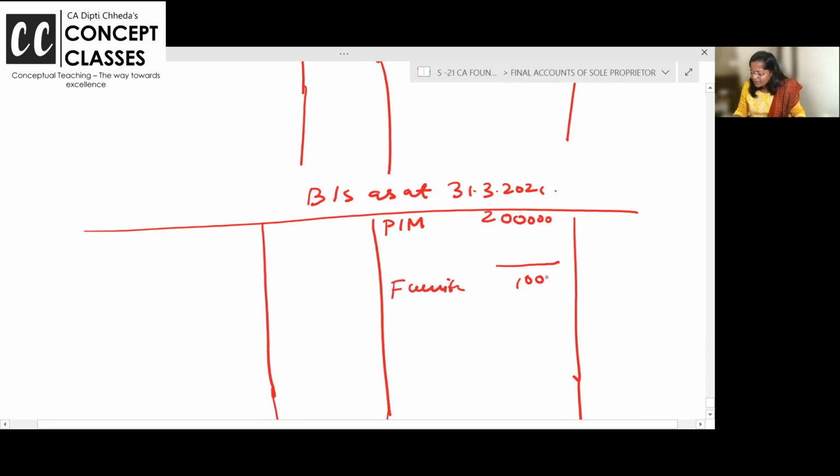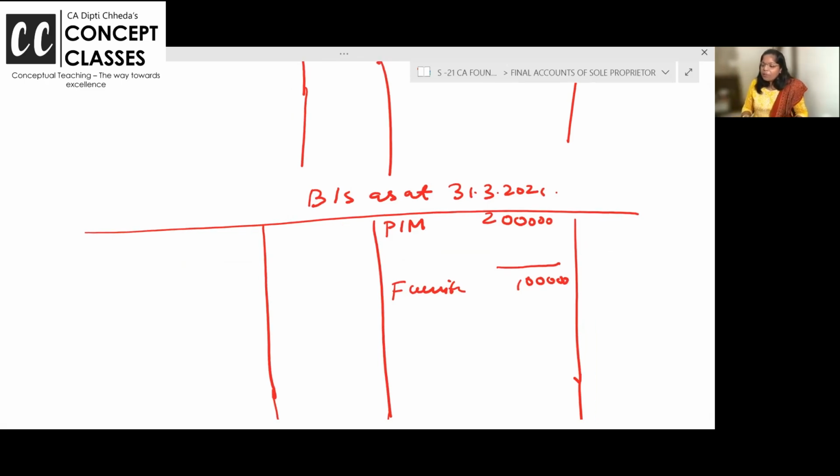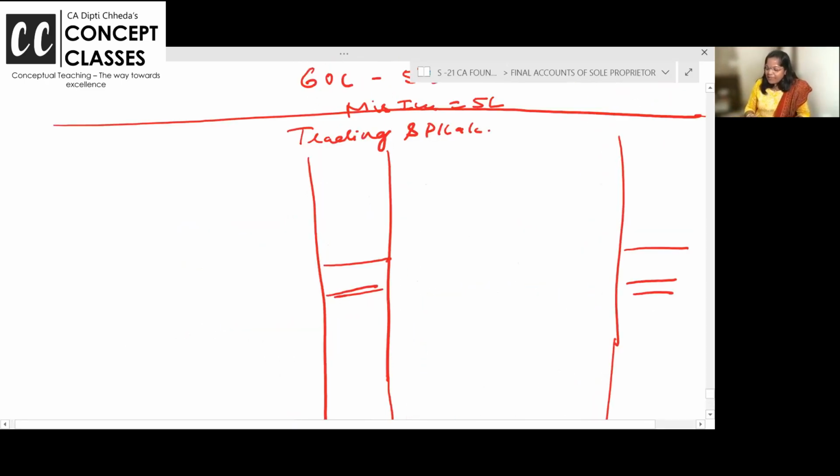Don't jump to totals and calculations. Read the problem in such a way that you don't have to go back and read it again. You know the furniture amount now. Date of purchase is 1st July. That also, if you want, you can write and keep so that you remember that you have to take 9 months depreciation.